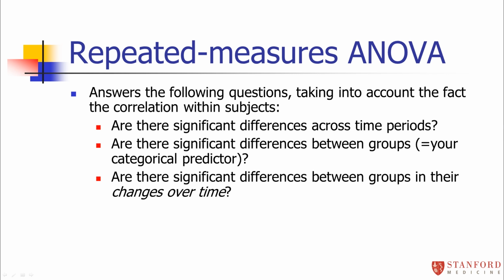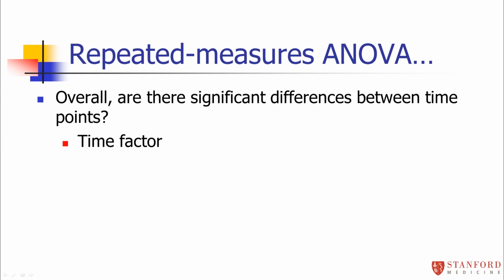And usually what we care about, like in that depression example I just showed you, we cared about the group by time effect. We cared whether or not there were differences in the changes in depression over time between the groups. And repeated measures ANOVA can answer that question for you. It's very good for longitudinal data.